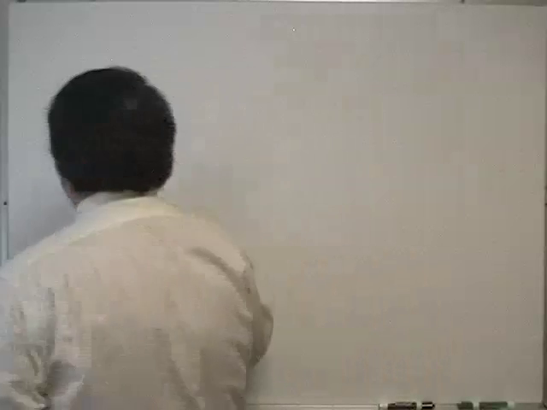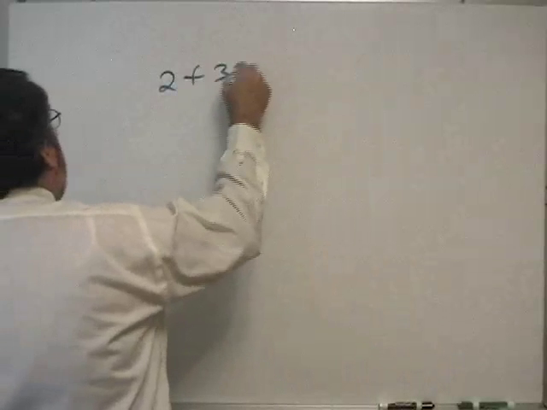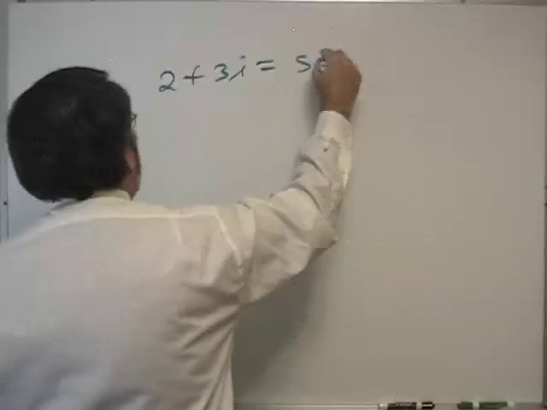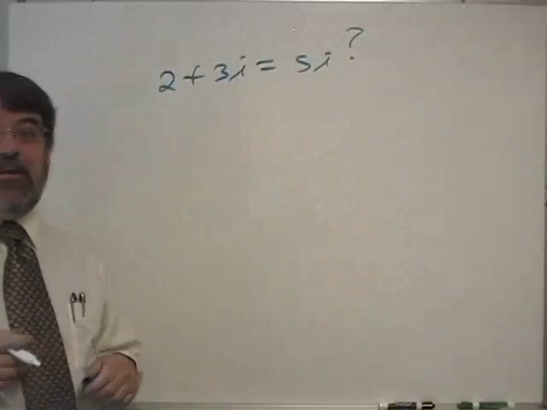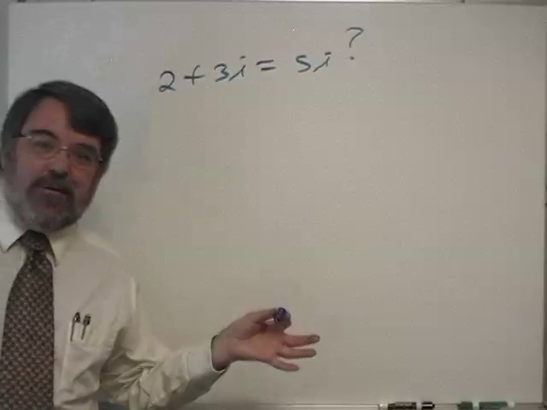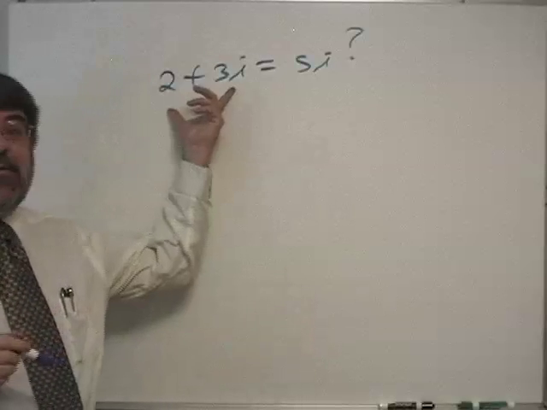I'd like to ask you a question. Is this true? 2 plus 3i equals 5i? Well, I sure hope you say no. Why is that false? Because these are unlike terms.